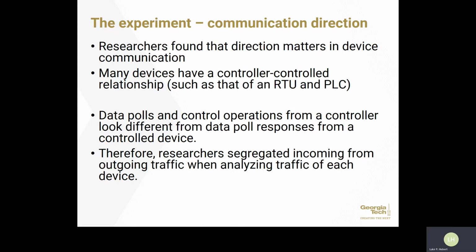After collecting their sample data, the researchers found that for these protocols, the incoming messages for a device differed vastly from the outgoing messages. And this was only for some of the protocols. But this does make sense when considering the typical relationship between devices, especially at the control level. There is commonly a monitoring and controlling device that's communicating, quote unquote, down to a monitored and controlled device.